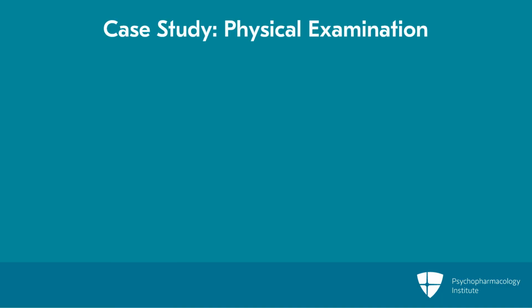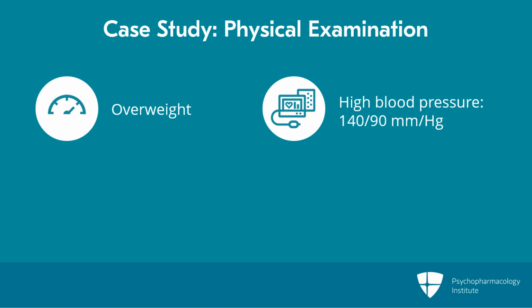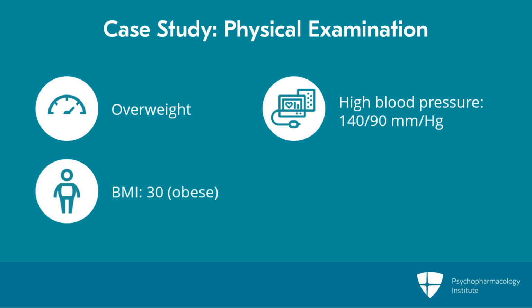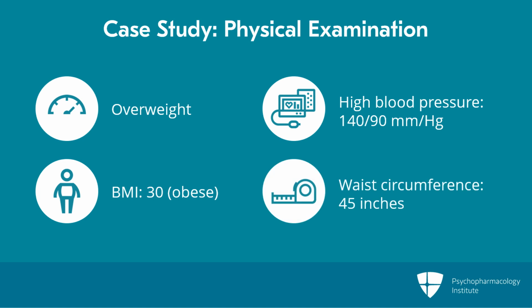On physical exam, Gary C. looks remarkably well, except that he is overweight. His blood pressure is 140/90. His weight is 200 pounds. His height is 5 feet 8 inches. So his BMI, looked up in one of the charts, is 30, which qualifies him for the designation of obese. His waist measures 45 inches.